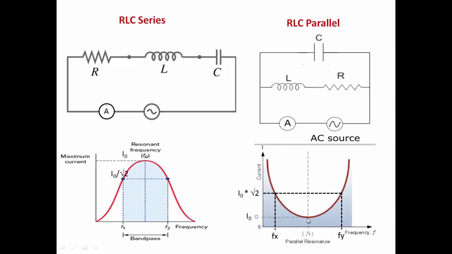This current I0, where the current is minimum for a particular frequency, is called the resonating frequency for the parallel RLC circuit. To find the bandwidth, I0 is multiplied by root 2. It will cut at two points; draw the perpendicular lines. Fy minus Fx is the bandwidth of the RLC circuit. Now we'll go to the experimental demonstration of these circuits.